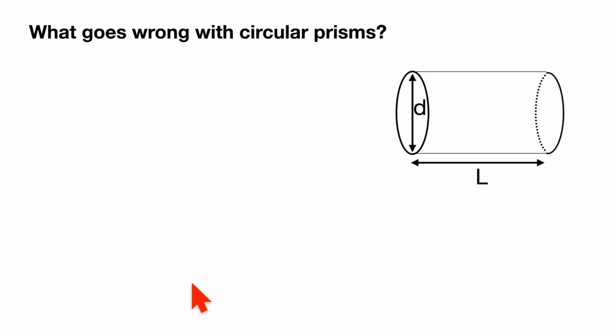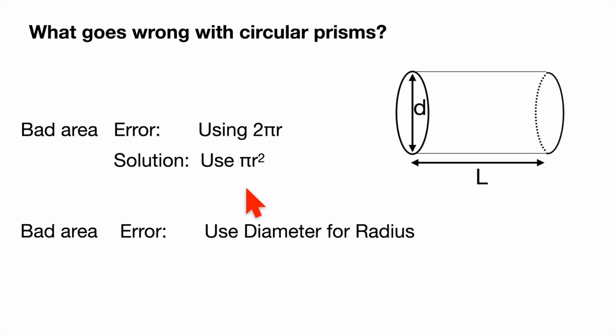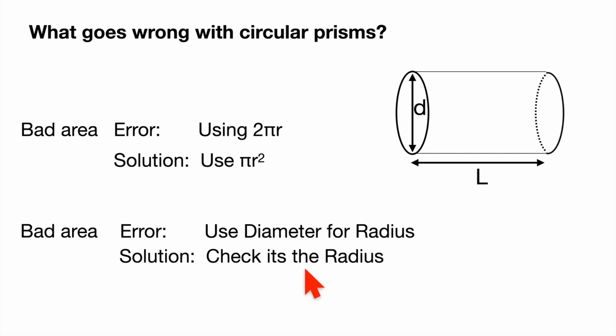What goes wrong? I love finding out what goes wrong, because I haven't, I'll say in the past, but I occasionally do it now. I occasionally make a few errors with the circular prisms. First of all, I don't use 2 pi r for the area. Nope, I use pi r squared. Well, I've got that one. But I do this one. I sometimes forget, if they're a bit tricky and give us the diameter, I forget to halve it and use the radius, which can cause problems later on. Normally I check it and get it right, but that's one of my favourite errors. So solution, check it's the radius. Sounds about common sense really, doesn't it?